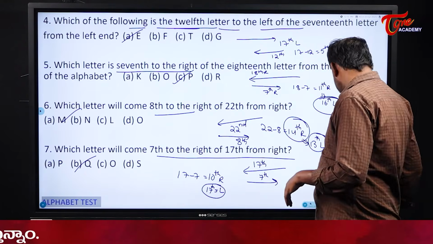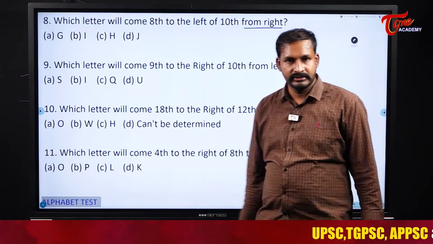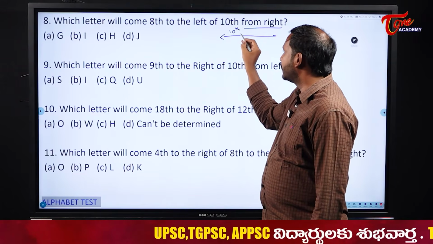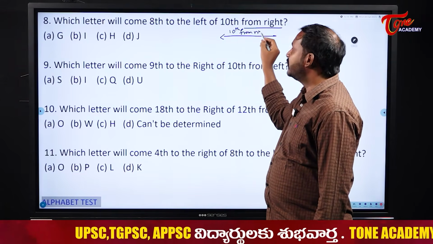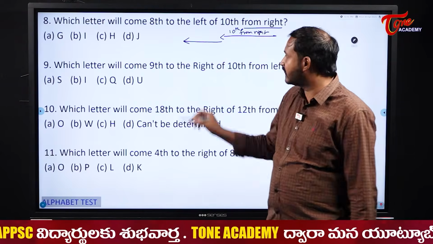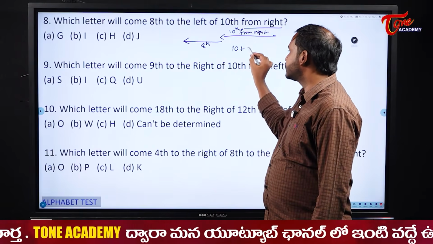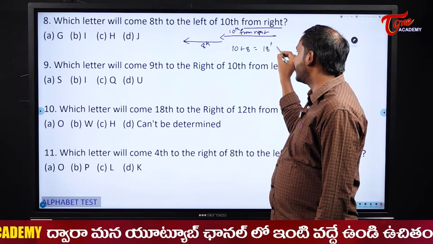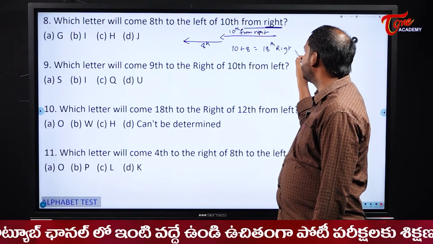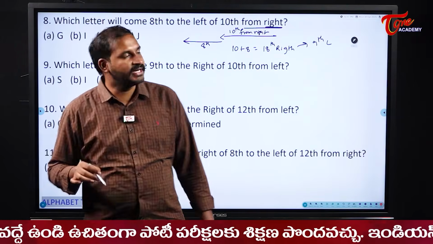Okay. Next one. Which letter will come 8th to the left of 10th from right? 10th from right means what? You will move in this direction. Okay. 10th from right. To its 8th left means you will still continue in the same direction, right? Yes, sir. I will continue in the same direction. So what here? 10 plus 8. 10 plus 8, what it becomes? 18th from what? Right. 18th from right means what it becomes? 9th from left. 27 minus 18, what it becomes?